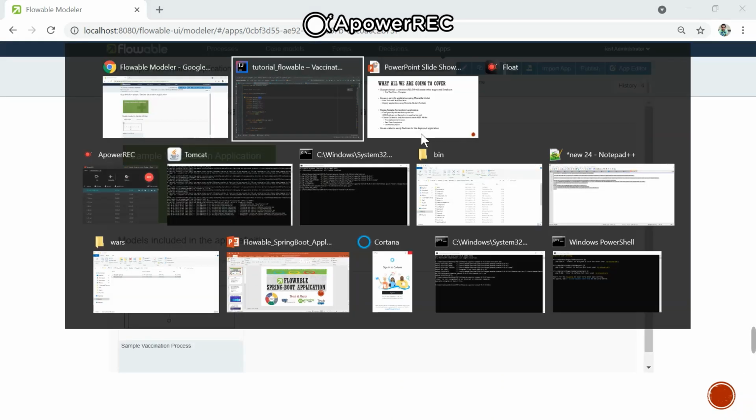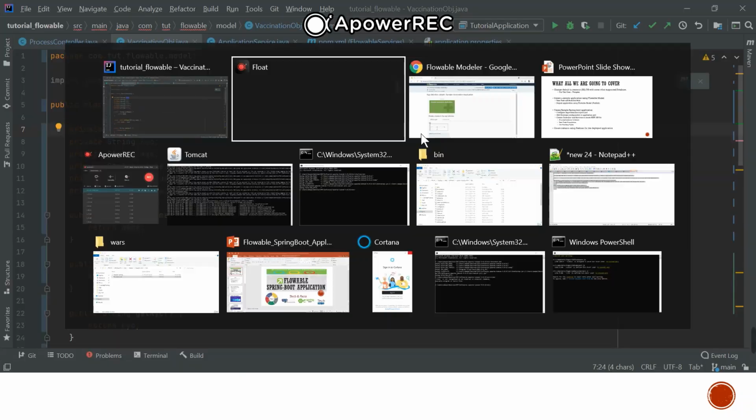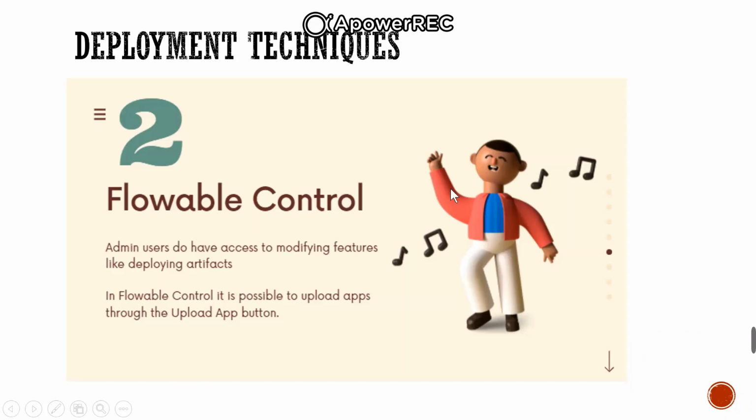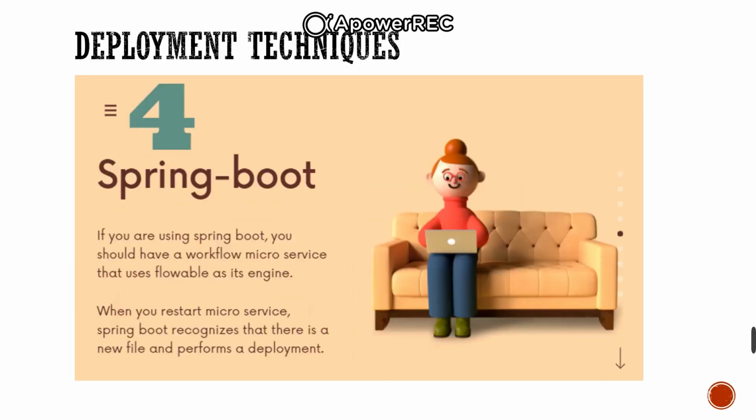There are other techniques as well for deploying any application which we already discussed in our earlier videos, but I have used the first technique of deploying the application using the Flowable designer or modeler. The other techniques are that we can deploy it using Flowable control or admin, or we can deploy using the REST APIs by using the repository services provided by Flowable, or by using the Spring Boot application itself by keeping our executable file in the resources folder.